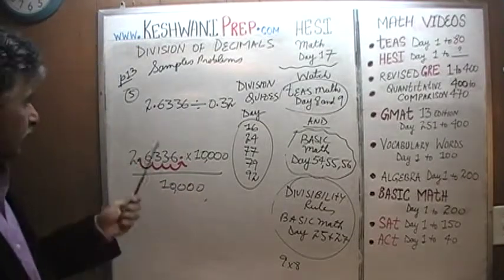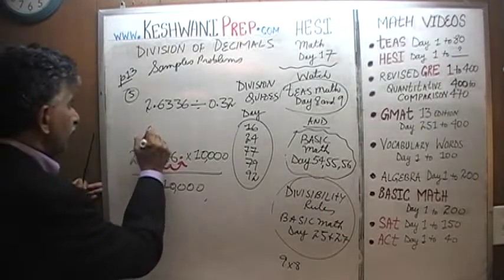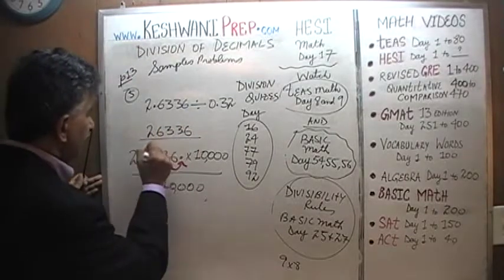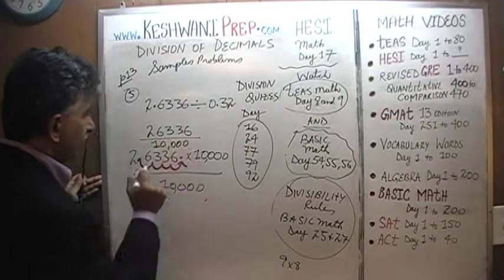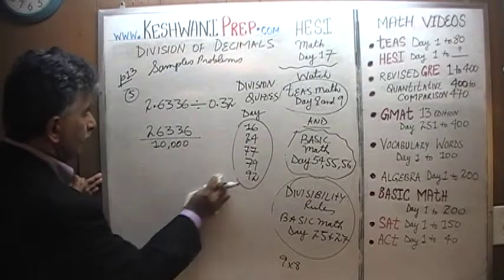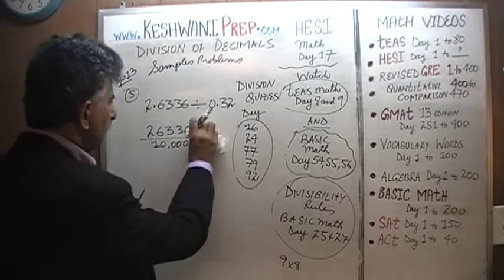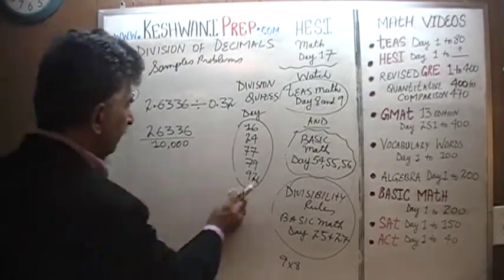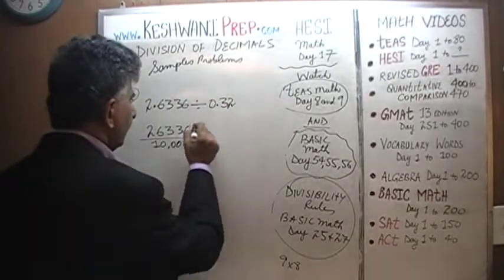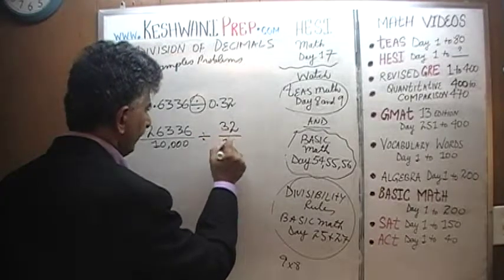So 2.6336 can be written as 26,336 divided by 10,000. So that's that part. I'm going to erase this thing now. And 0.32. I need the room, so we're going to erase this thing here. The division is just division here, and 0.32 can be written as 32 over 100.